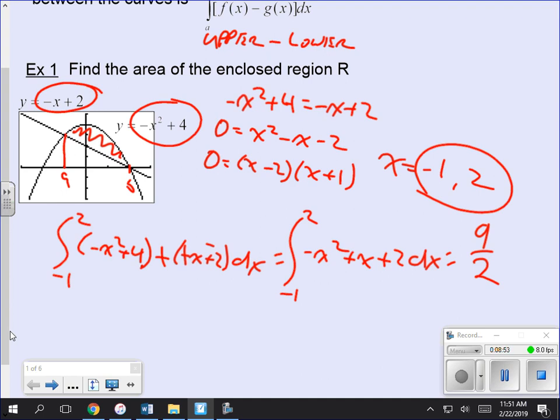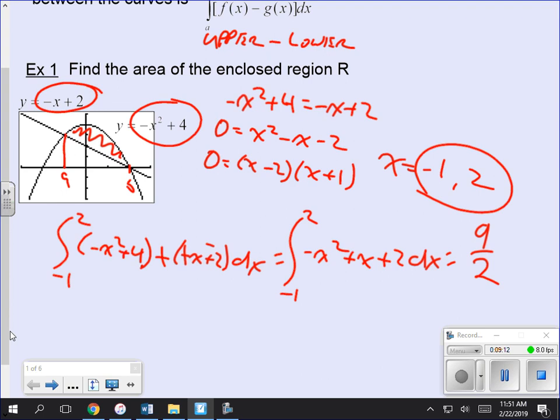Yes? Can you tell which ones are the lower and upper bounds from the curve? Okay, well, if you have a diagram, you can tell from this. This one's easy enough to tell because I've got a parabola opening down, and I've got a straight line. This is a parabola, that's a straight line. I know which one's above and which one's below.